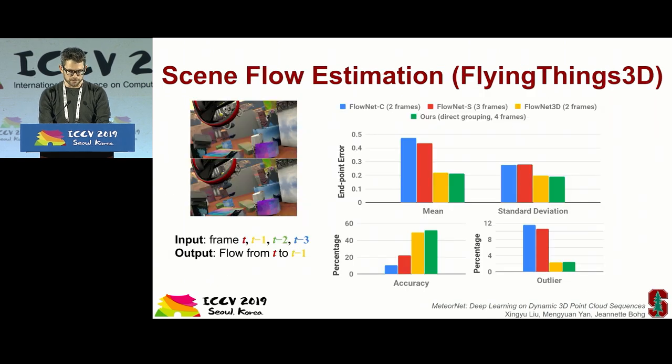We also show the results on the FlyingThings3D dataset. Again, our network outperforms previous baseline methods that take two frames as input. We also evaluated on KITTI with similar conclusions.